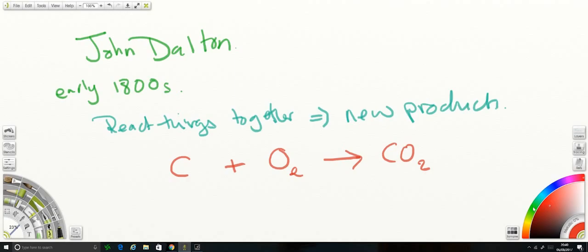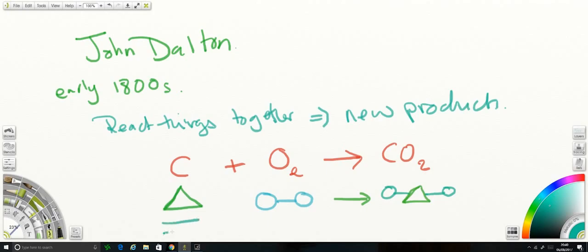The way he envisaged this, and this is John Dalton's idea, was that each element or each type of thing that you're reacting will have atoms that are specifically shaped, and when you react them together they are rearranged differently. So this would be the green triangle for the carbon, and then we've got the blue for the oxygen. Can you see that his idea is that you start off with specific atoms. Here's my carbon atom, there's my oxygen atom, and then they're rearranged to make a brand new compound.